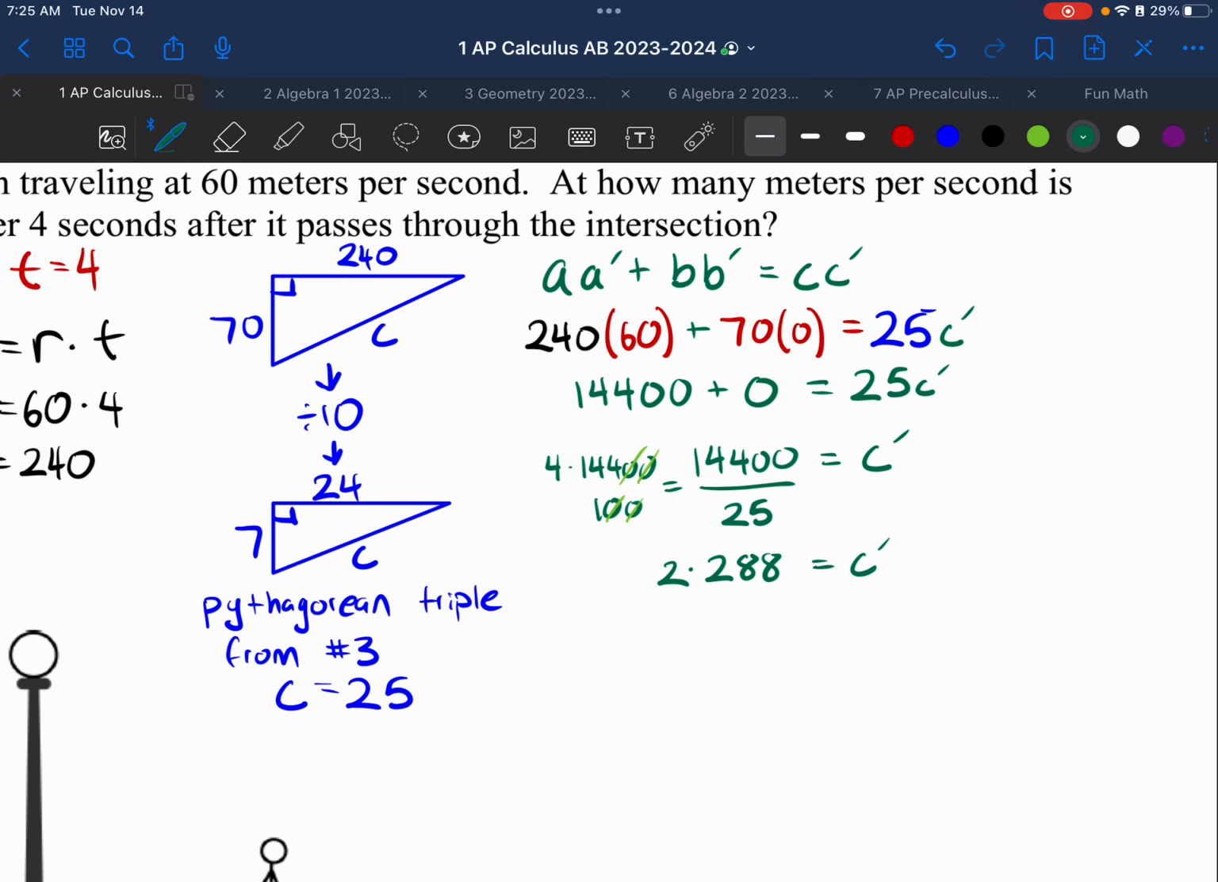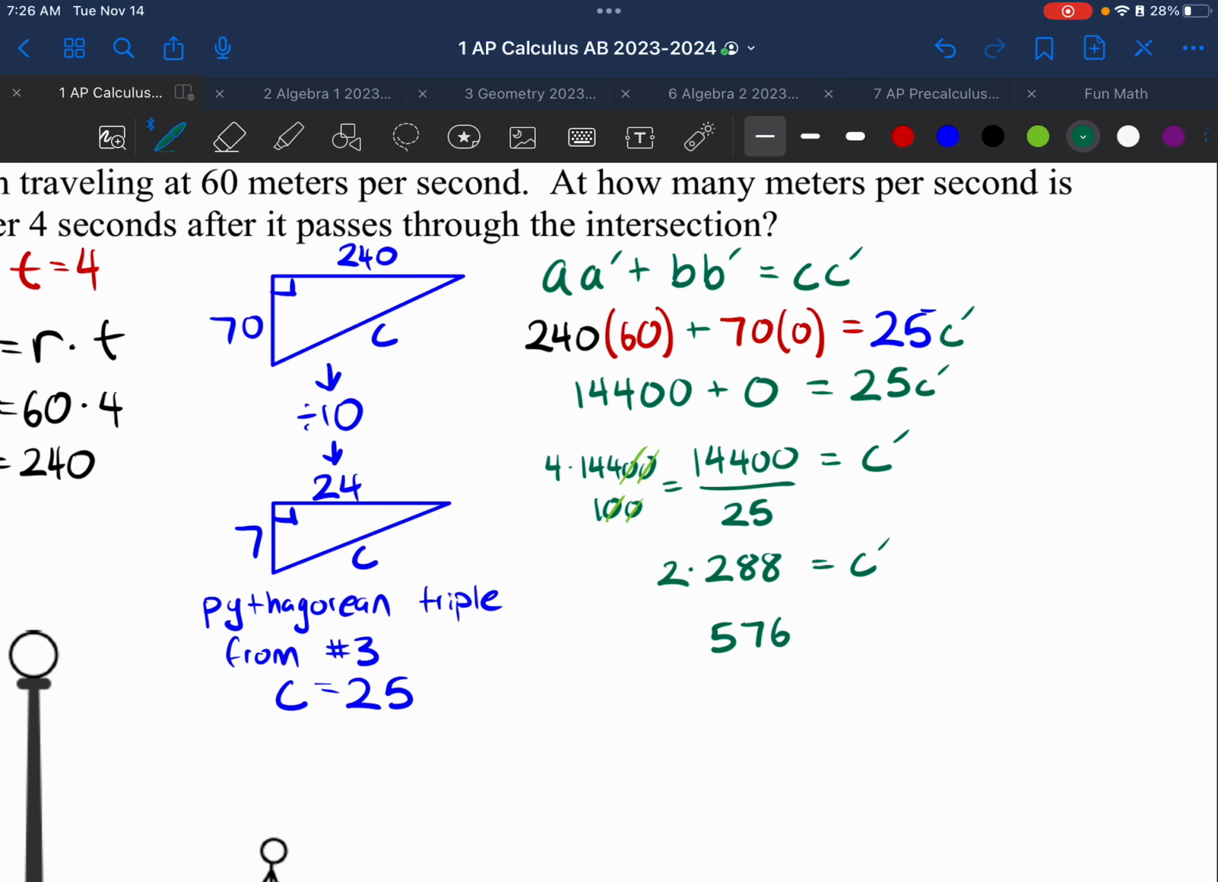Okay, this is the problem. So 88 doubled is 176. So remember that 76 is right here. And 76, this is 576? Is that right? Let me think. 576. For C prime. I think that's right.